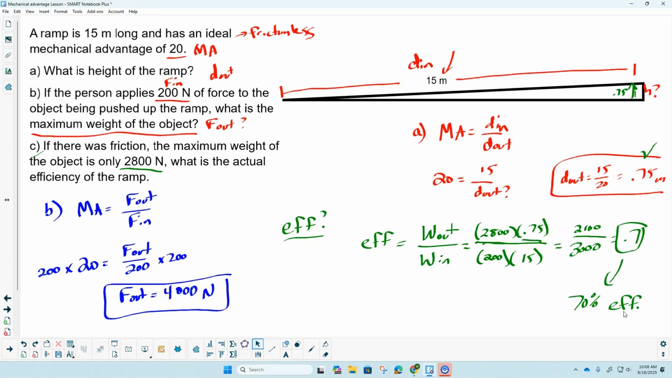Okay. So hopefully these problems help clarify this concept. It's not something I'm going to stress a ton, but it is something that you will get assessed on. So make sure that you can understand these formulas and do similar problems to this.